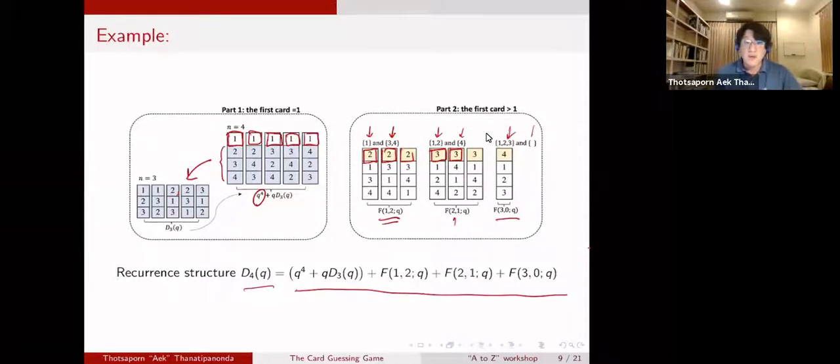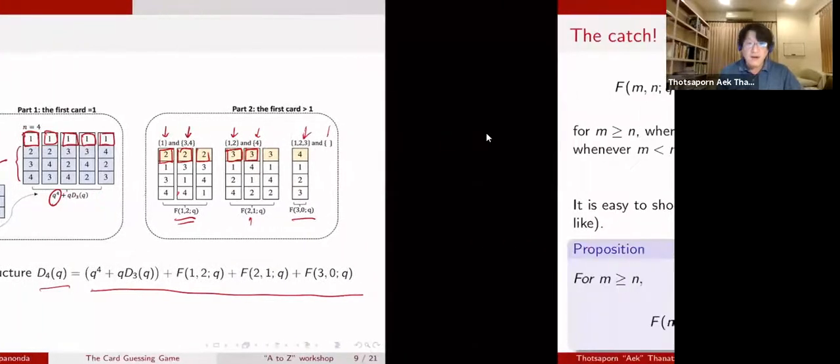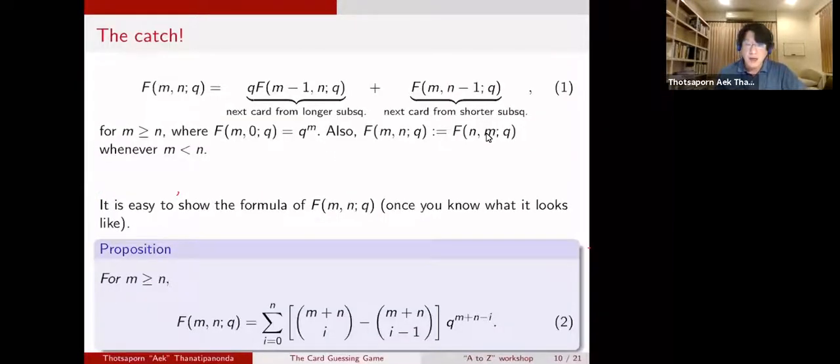But we don't know what F is yet. The F here can be calculated through another recursive relation. Let m be greater or equal to n. We're going to guess m, because it's a longer subsequence. If m shows up, then we have q here, and then m goes down by 1.